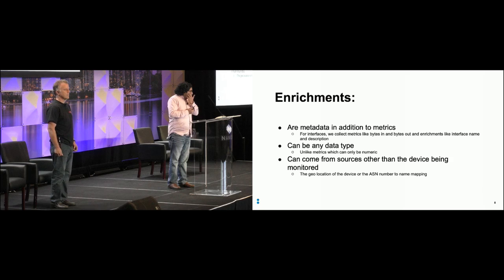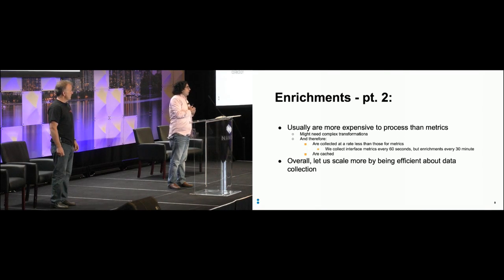And enrichments might not necessarily just come from the device that's being monitored. It might come from external systems. One example is when we poll a device for, say, BGP sessions, we get back ASN numbers. Now, we might be interested in reporting the actual peer name, not just the ASN number. And that's not something we can query from the device itself. So that's, again, a place where the enrichment framework comes in, where we can query and enhance the data that we've collected from the device by using external lookups.